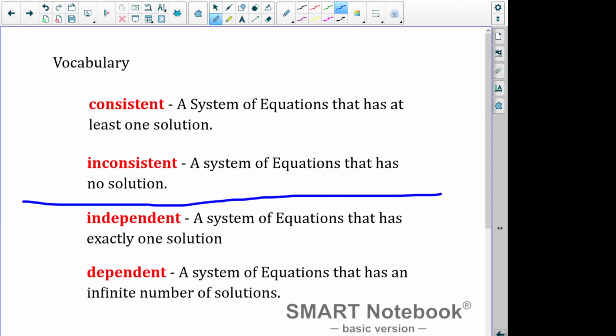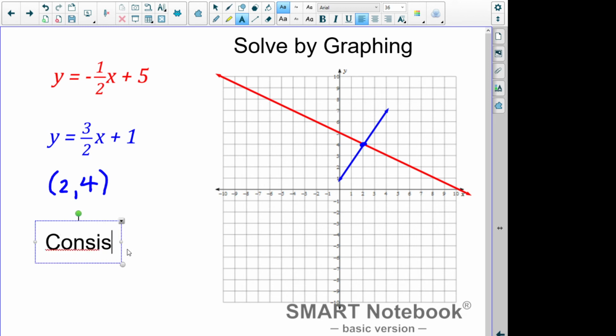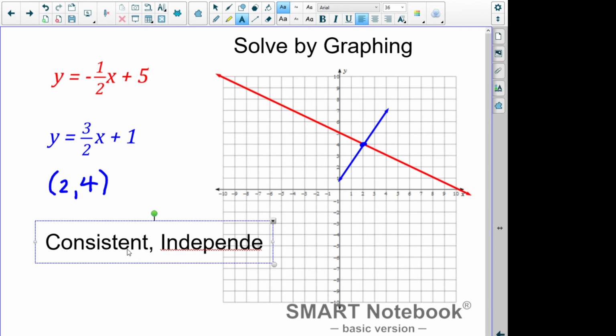If we go back and look at our previous examples, here we have a system of equations that has exactly one solution. So we would say that this is consistent, it has a solution, and it's independent. Consistent and independent. The values in one equation are not dependent upon the values in the other equation. They just happen to have one point in common, but they're not dependent upon each other.